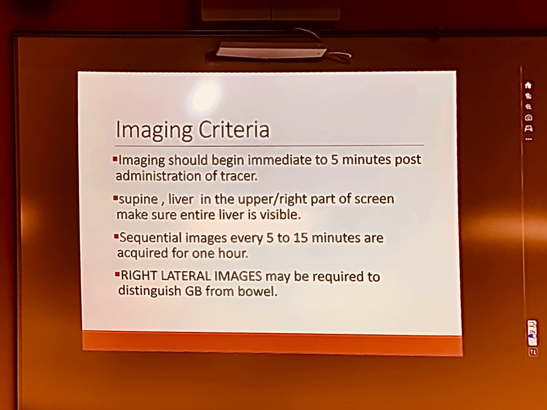Okay? You are going to lay the patient on their back. The liver is gonna be in the right upper part of the screen, and you wanna make sure that all of your liver is visible.